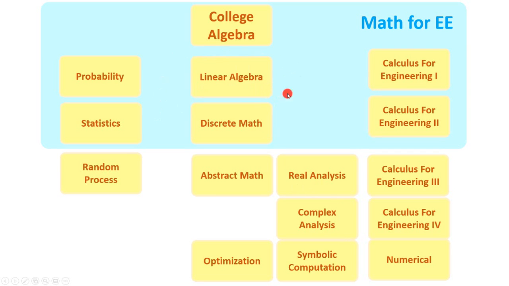And on the math side, you need to learn calculus for engineering 1, 2. Sometimes they want you to take 3 or 4. And you need to learn linear algebra and discrete math. Sometimes the discrete math can be waived, and probability and statistics. For signal processing, you are recommended to take the random process as well.